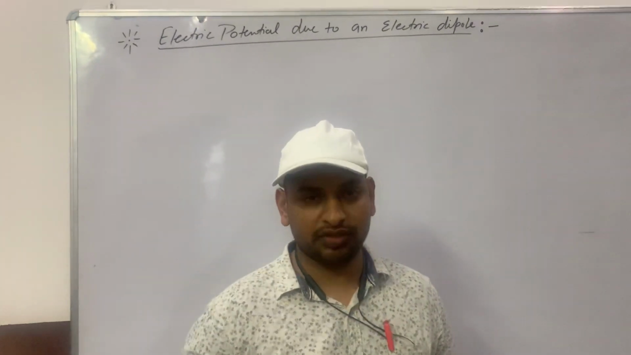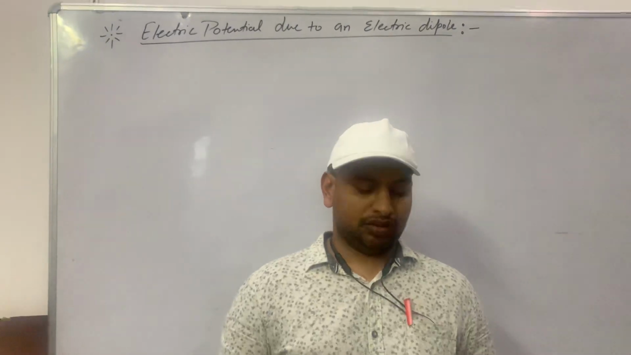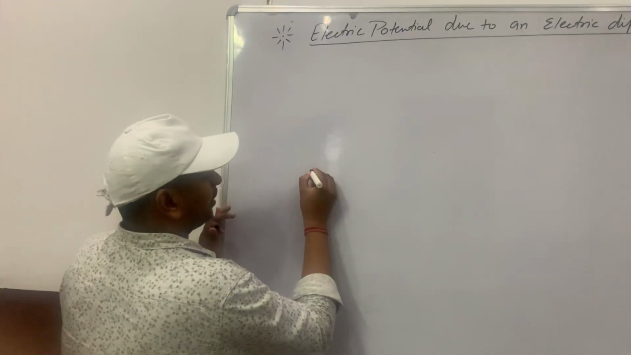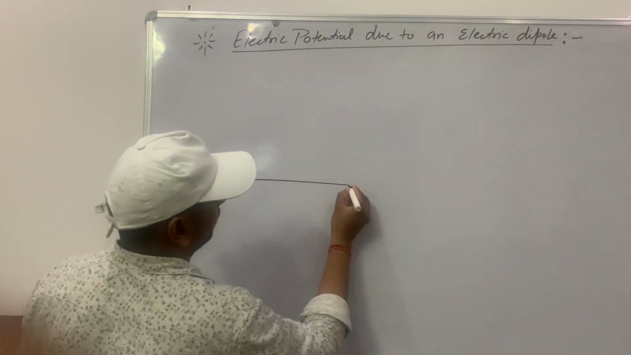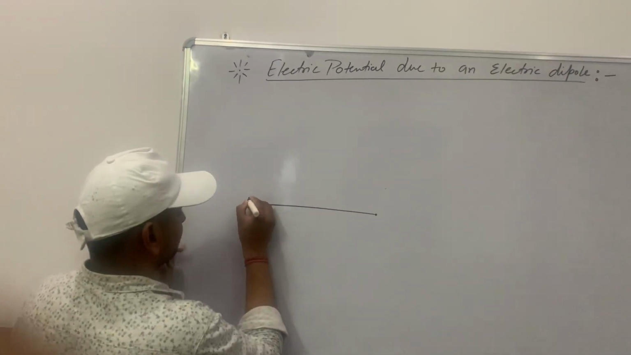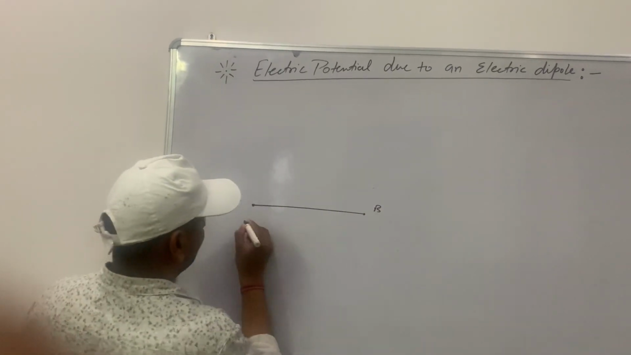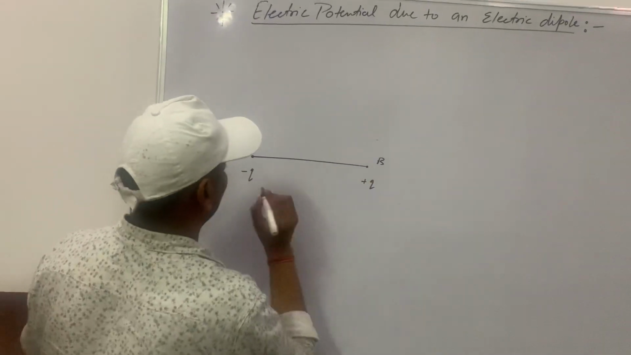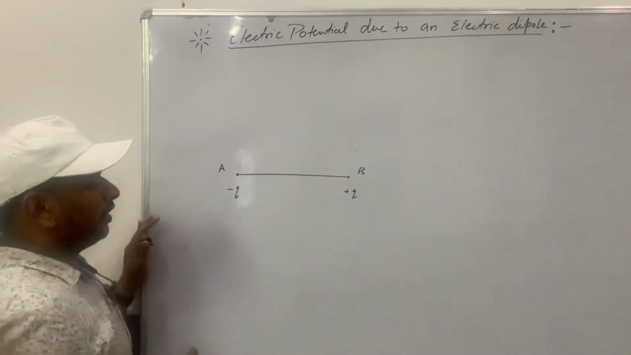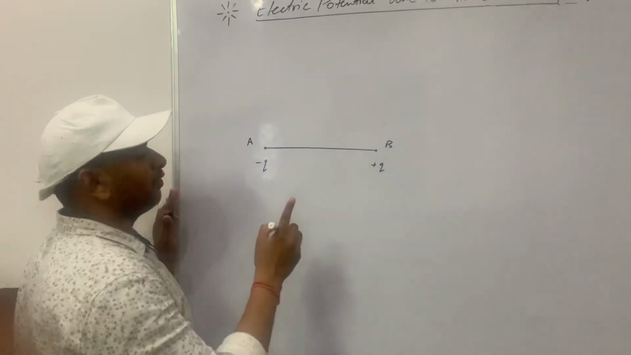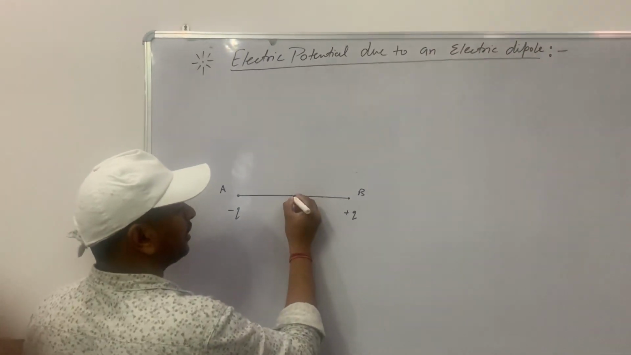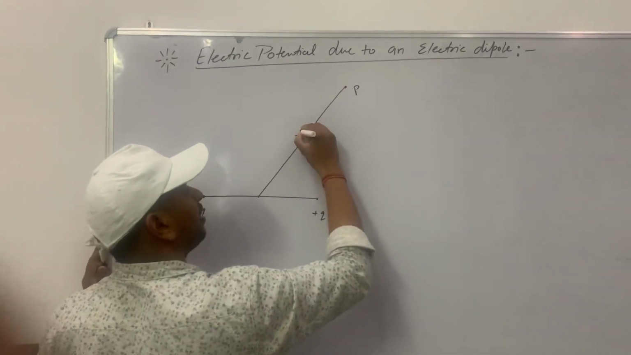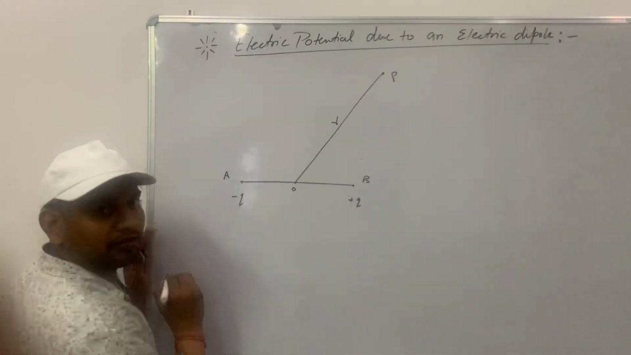In today's lecture we study about electric potential due to an electric dipole. Consider an electric dipole AB, let minus q be the charge at point A and plus q be the charge at point B, and P be the electric dipole moment. We have to calculate electric potential at point P, which is r distance apart from the center of the dipole.